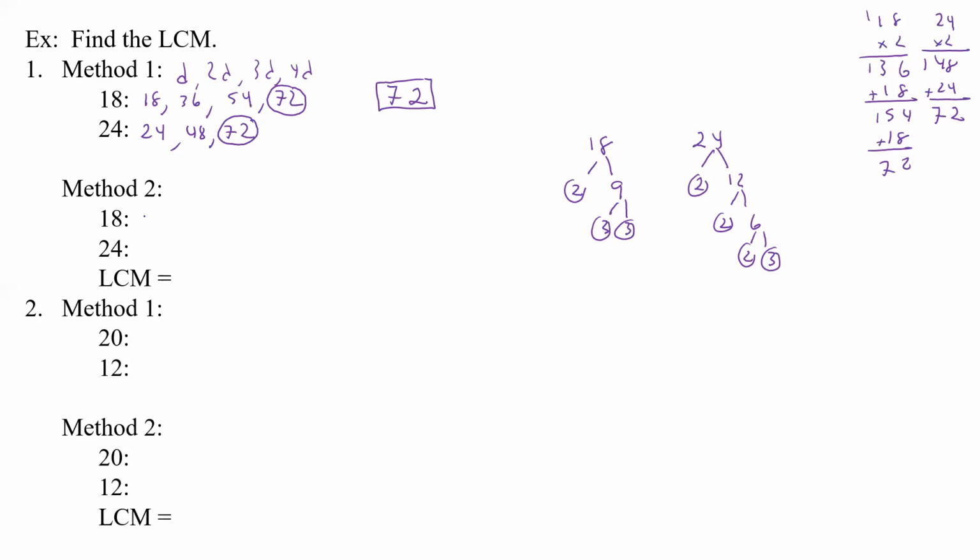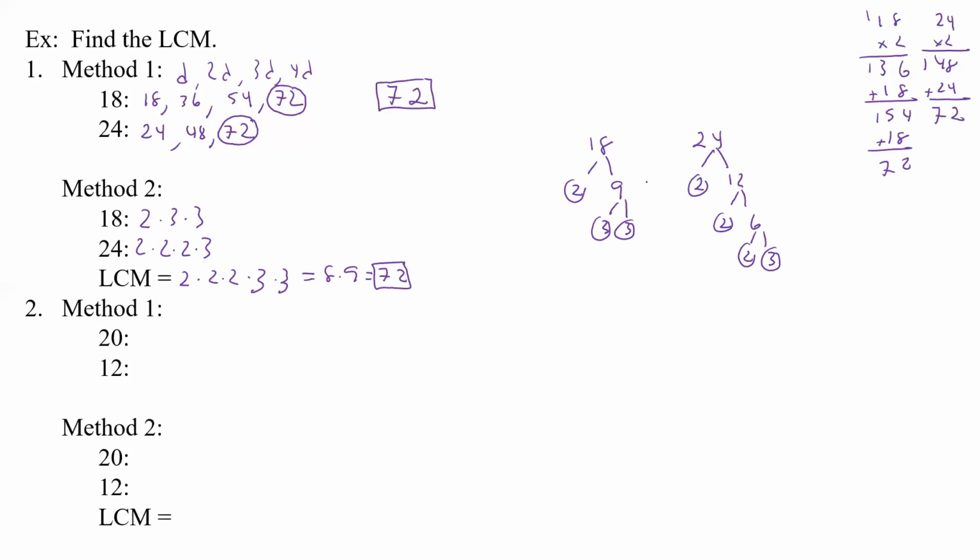Let's write them out here. 2 times 3 times 3. This is 2 times 2 times 2 times 3. We have three 2s, so that's 2 times 2 times 2. And then we have two 3s here, one 3 here, so times 3 times 3. 2 times 2 is 4, times 2 is 8. Then 3 times 3 is 9. 8 times 9 is 72. And that's what we got here.